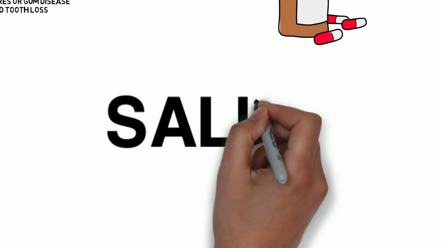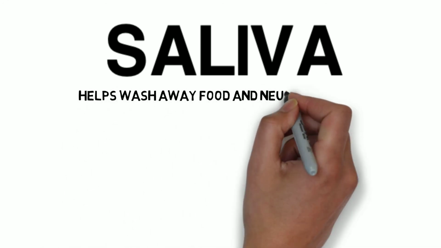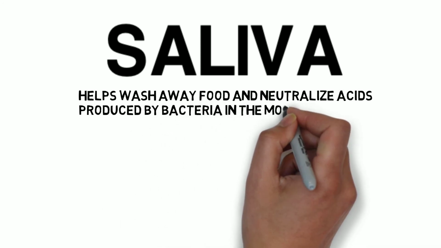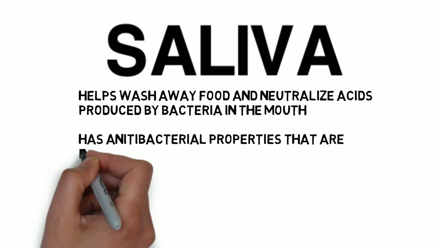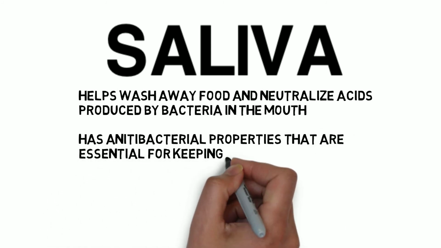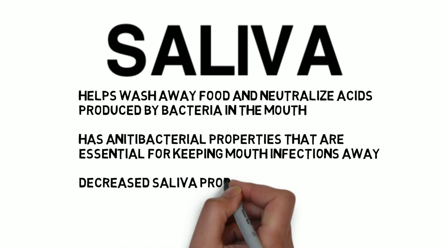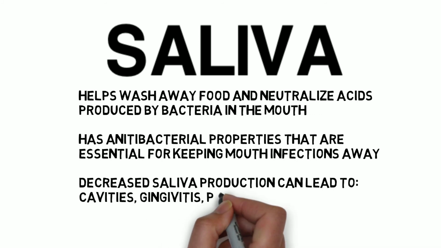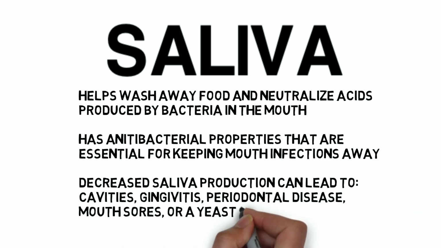Saliva is a key player in oral care. It helps wash away food and neutralize acids produced by bacteria in the mouth. Saliva has antibacterial properties that's essential for keeping mouth infections away. Inflammation and infection can be caused by decreased saliva production, which could lead to cavities, gingivitis, or periodontal disease. You could get mouth sores, which are red and swollen areas, or a yeast infection, which is creamy white coatings or yellow curd in the mouth.